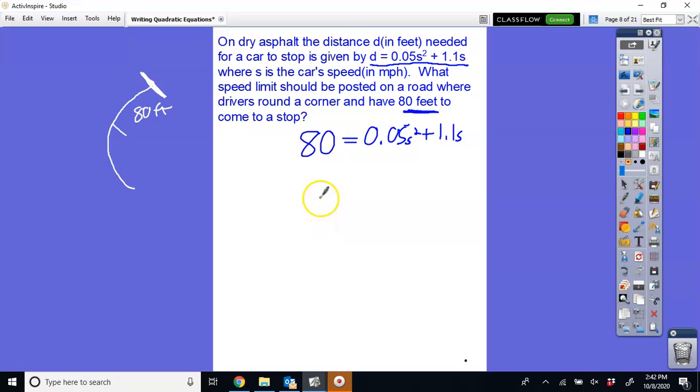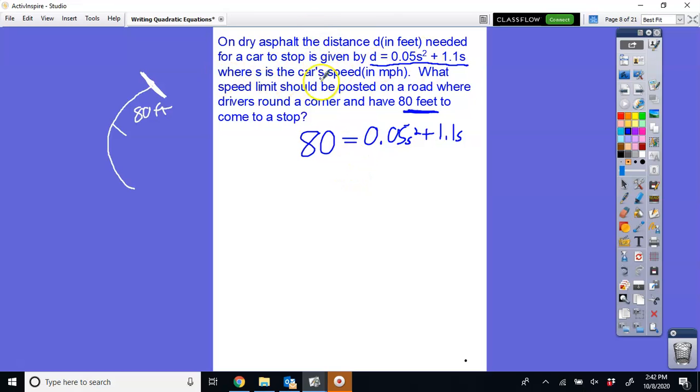Who would actually use this? People who are in the Department of Transportation. I've also seen an article about state troopers in South Carolina using these types of equations to investigate a wreck. Because if this is the stopping distance that the car would stop in 80 feet, if they see skid marks and tire marks on a road when there's a wreck, they can figure out how fast the car was going.